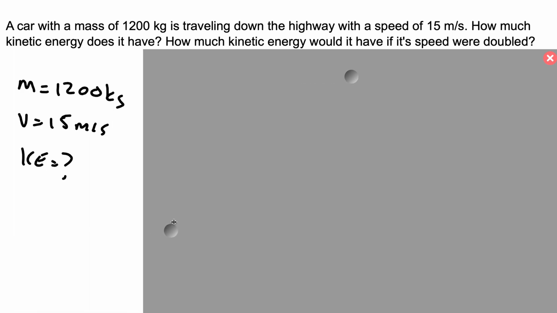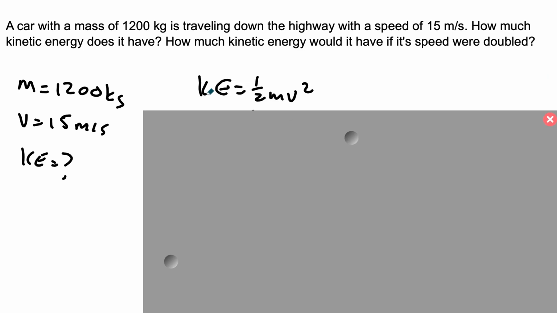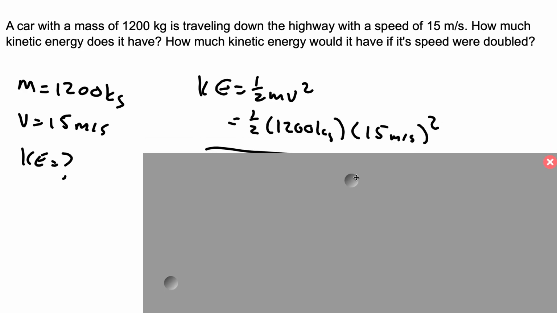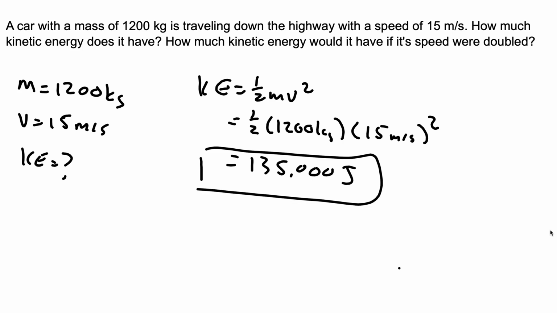So if we look at what we know, the mass of the car is 1,200. For the first case, we know the velocity is 15 meters per second. And then I'm looking for the kinetic energy. Now, right now we have one equation for kinetic energy, and kinetic energy is 1/2 the mass times the velocity squared. So let's plug in our numbers. We have 1/2 times 1,200 times 15 squared. And if I put that in my calculator, that is going to be 135,000 joules.